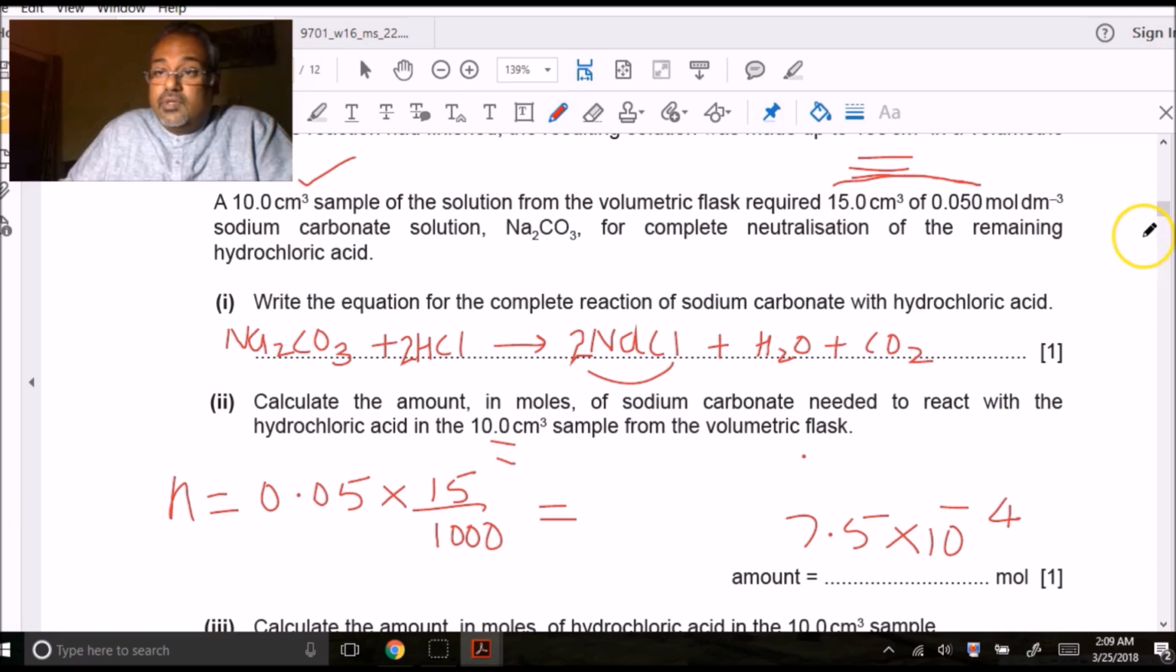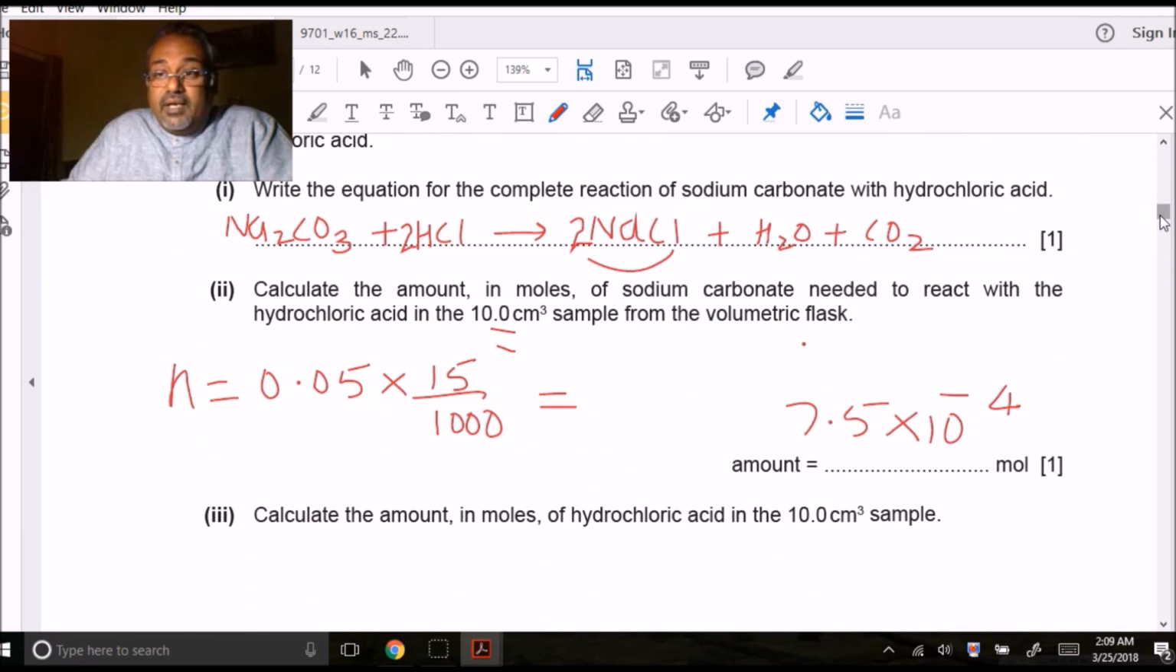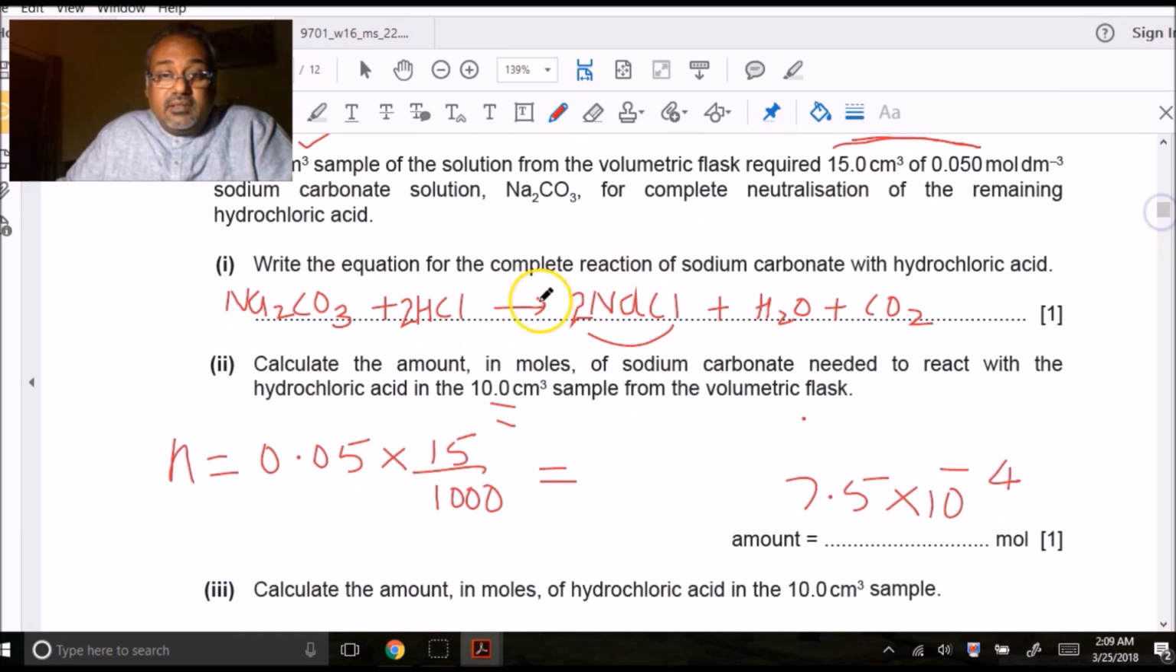So that's the moles of sodium carbonate that reacted. Now the question says to use that information to figure out the moles of the acid present in the 10 cm cube. Remember that the reaction happened here, and the ratio between them is 1:2. I have the moles of sodium carbonate.